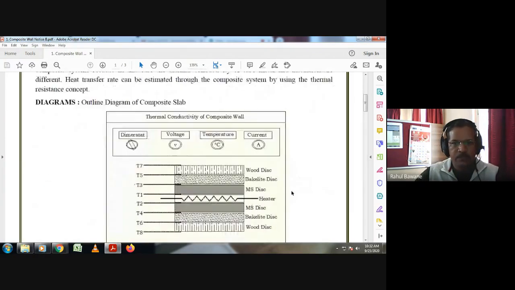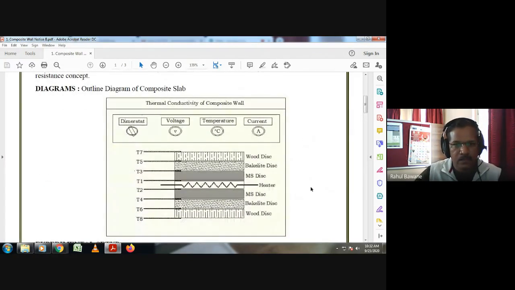The setup which we have is an arrangement like this. There is a stack of different material plates. Centrally there is a plate type of heater where we supply electric power, and then this heater will start to dissipate heat. This heater is sandwiched between two MS plates on the top side as well as the bottom side.